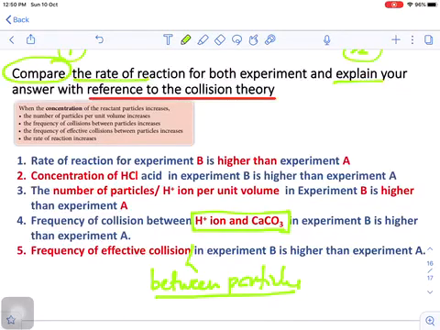So, itu sahaja untuk effects of concentration on the rate of reaction. So any questions you may ask your chemistry teacher. Okay, with that, thank you.